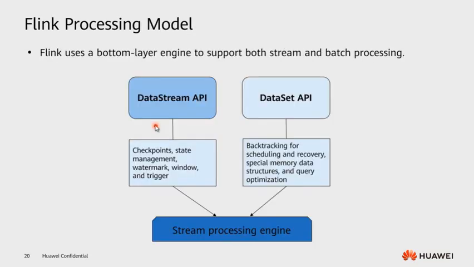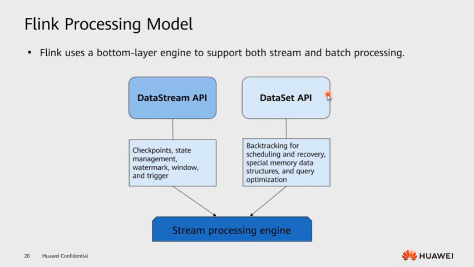Next, let's have a look at the Flink processing model. We just mentioned it before, let's review it now. So just as mentioned, Flink uses the same engine to support both batch processing and stream processing. And we call the engine runtime, right? And different sets of APIs have different responsibilities, remember? The DataStream API is used for stream processing, and DataSet API is used for batch processing.